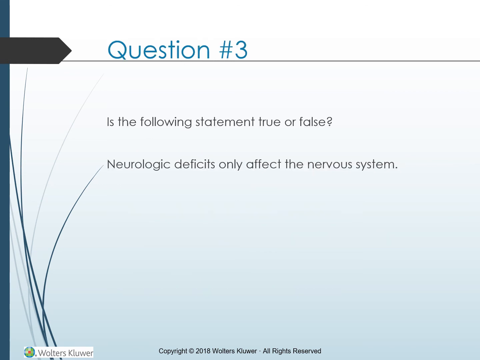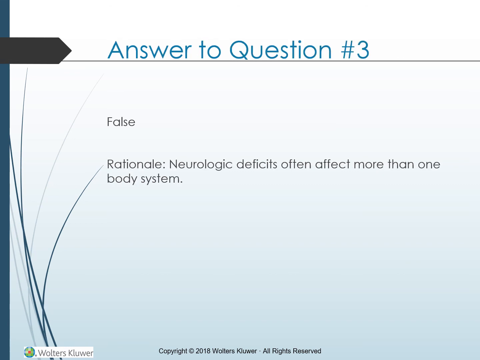Is the following statement true or false? Neurologic deficits only affect the nervous system. False. Neurologic deficits often affect more than one body system. And this is the end of the slideshow.